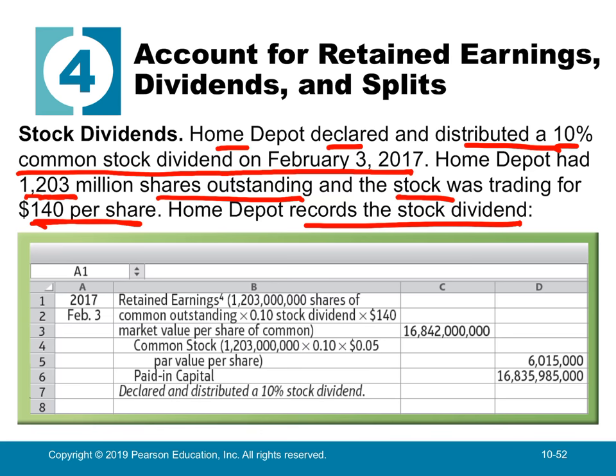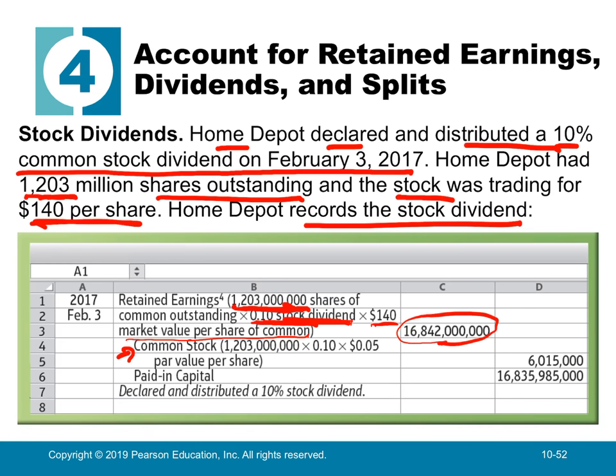Well, first we're going to have to calculate the outstanding shares. This is a 10% stock dividend, and it's $140 market value per share of common. So the shares outstanding times the percentage the dividend is of these shares outstanding times the market value per share. So that's how much we're going to debit retained earnings for.